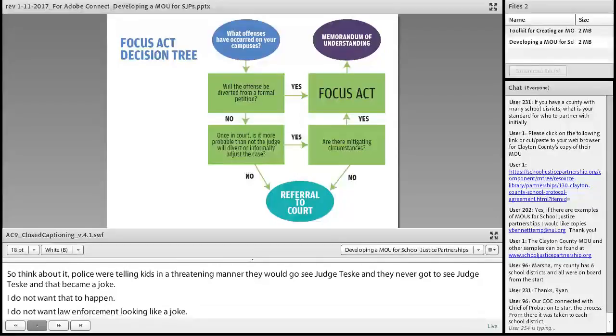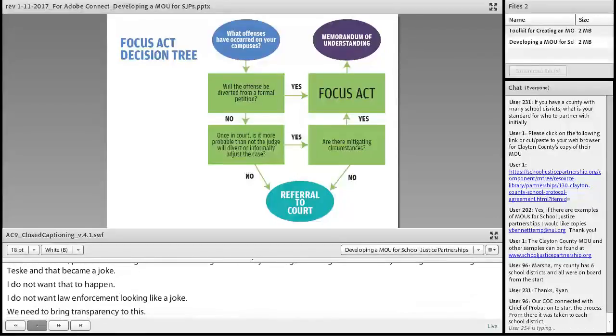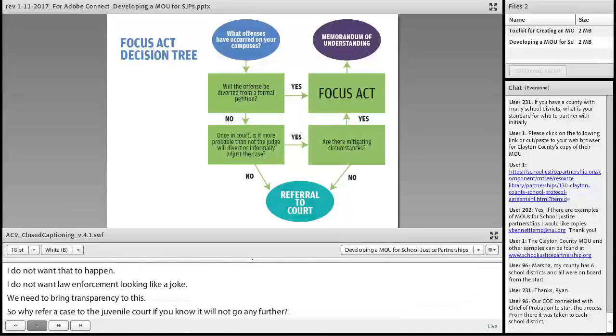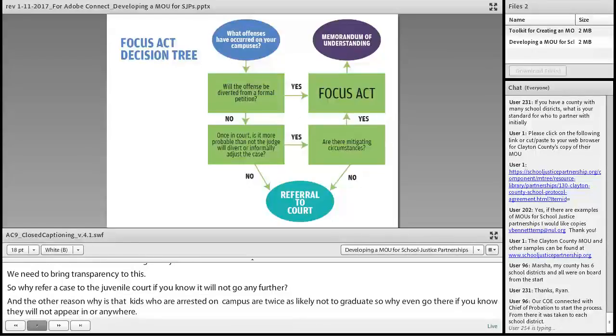And by the way, here's the other reason why. Why refer the case when we know, in the Sweeten study, that kids who are arrested on campus are twice as likely not to graduate? So why even go there if you know they're not going to appear in court anyway? Maybe we need to simply pick up diversion and move it over to the campus or somewhere else other than the court, where we're not putting handcuffs on a kid.